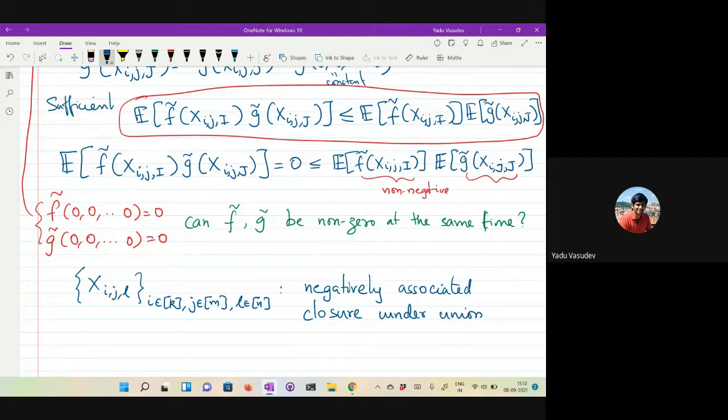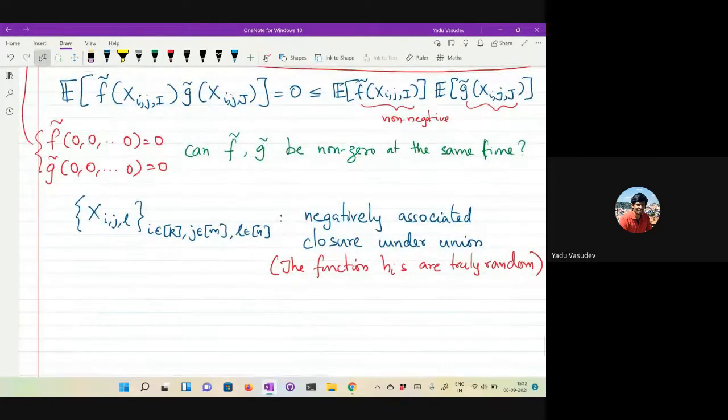Right? This requires the fact that the hash functions h_i are truly random. Under the assumption that these hash functions are truly random, these random variables are also negatively associated, right? Because of closure under union.